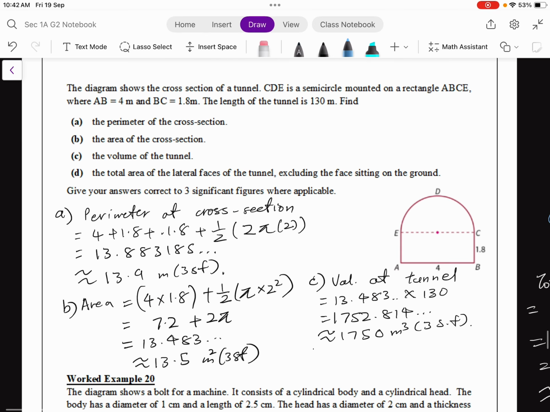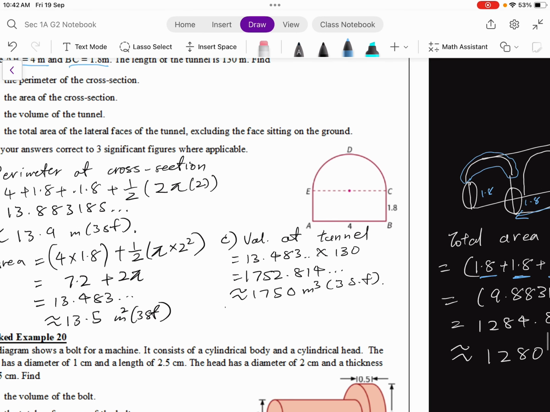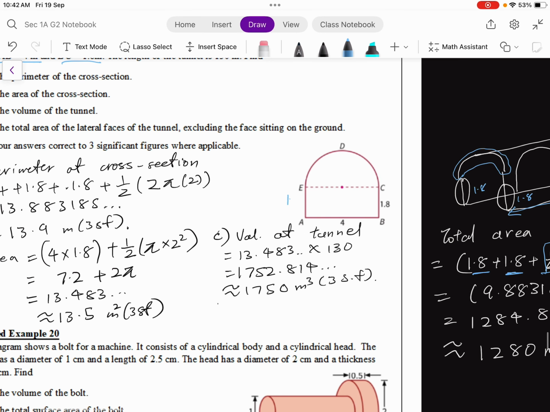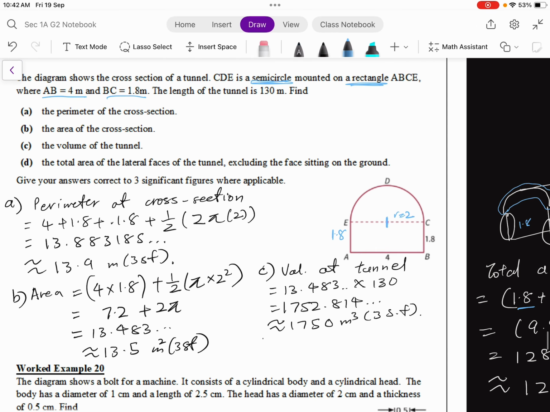Alright, so we say the diagram shows a cross section of a tunnel. Okay, see this is a semicircle on a rectangle, where AB is 4, BC is 1.8. Okay, so this is your diagram. This is 1.8. This is 4. This is your semicircle. So your radius will be 2. So they say find the perimeter of the cross section.